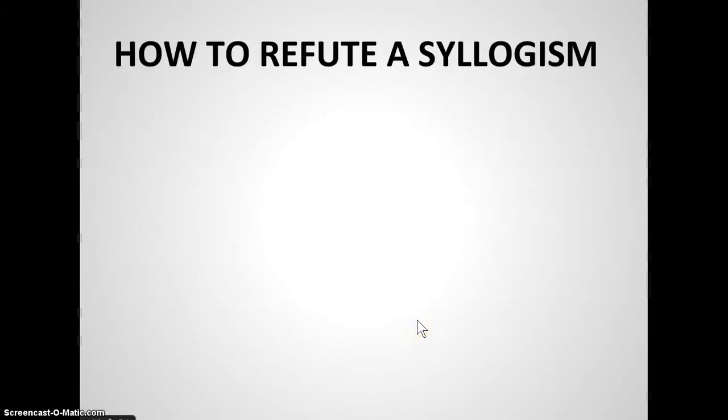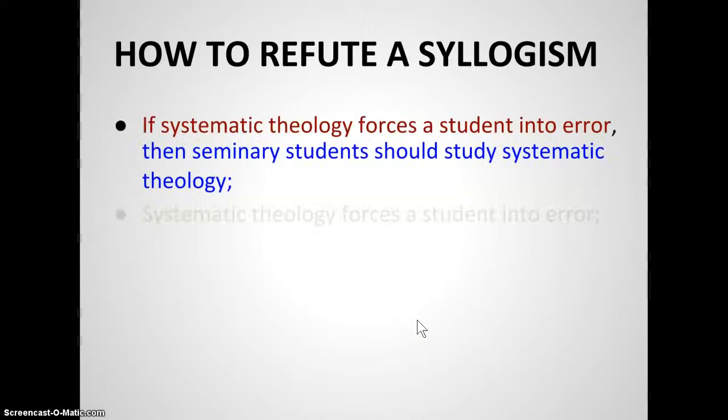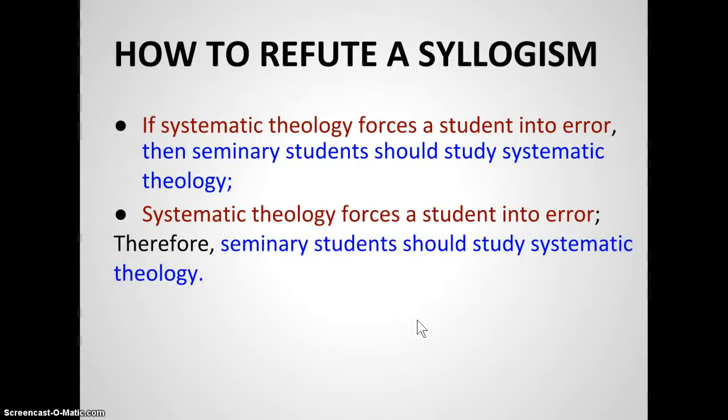Let me give you an example of this. You'll remember that the syllogism was this right here. If systematic theology forces a student into error, then seminary students should not study. I forgot, I left the word not out there, sorry. Should not study systematic theology. Systematic theology forces a student into error. You can see I affirmed the antecedent there. And again, I left out the word not. Therefore, seminary students should not study systematic theology.